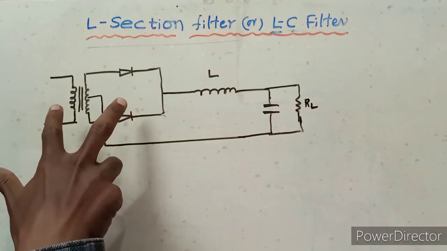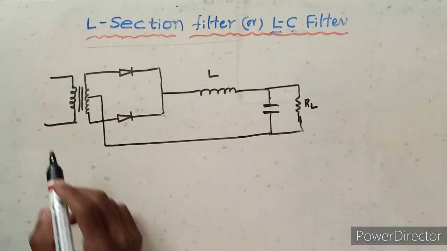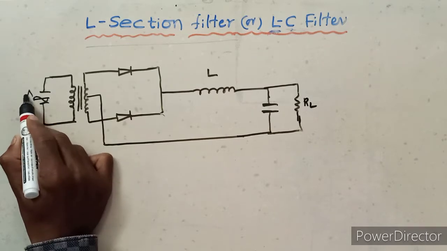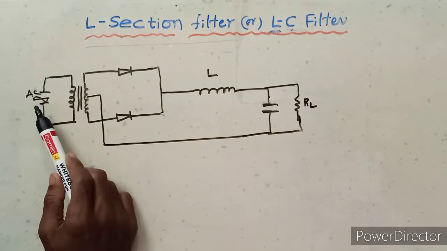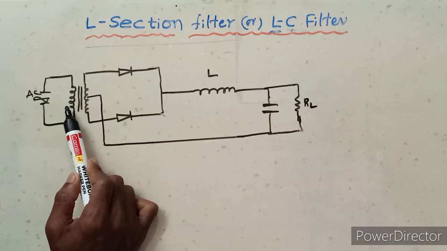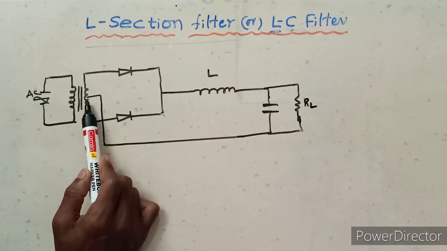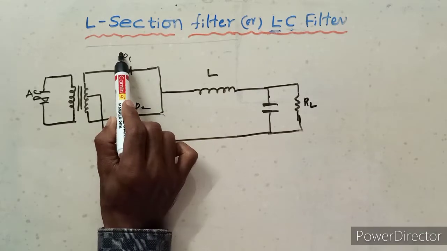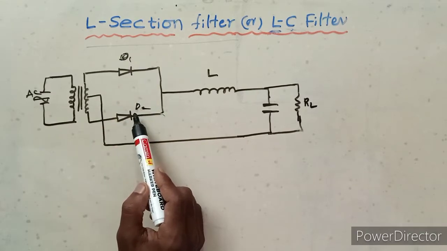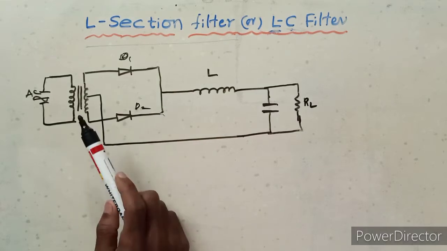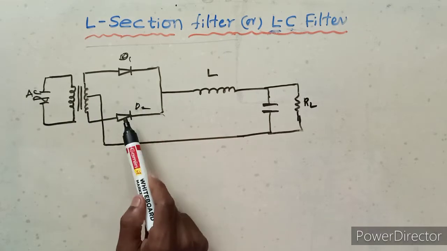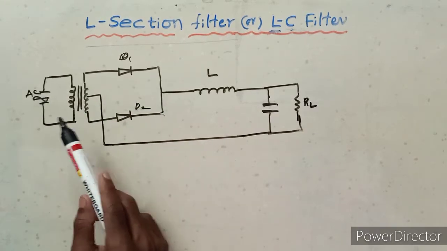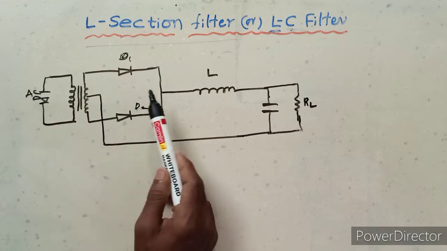This is the full wave rectifier. The input is the AC component, connected to primary of the transformer coil. Secondary coil is connected to two diodes, D1 and D2, one PN junction and second PN junction. This is the full wave rectifier. Then AC component is converted into DC component.